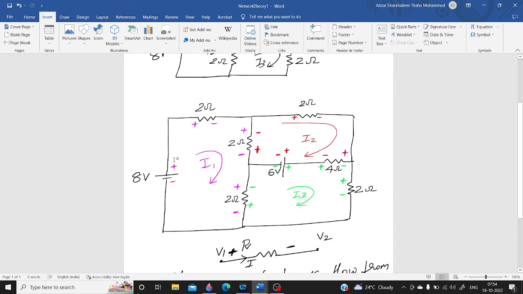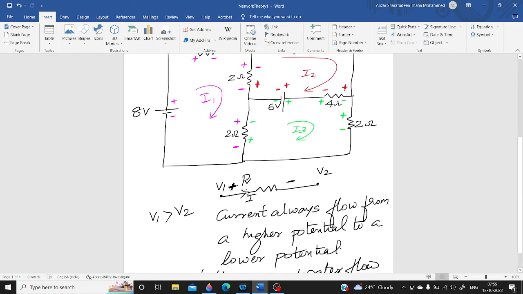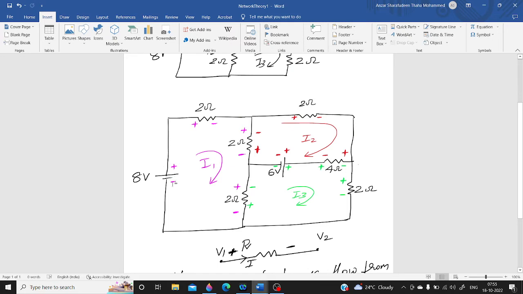The next step is to assign polarity for each element. The thing you have to remember is that along the direction of current in a resistor, there is always a decrease in potential, and current always flows from higher potential to lower potential, similar to water flow. So similarly here the potential is like this, minus, plus, minus and plus, and here there is a decrease in potential because current is flowing in this direction. So the decrease in potential is given by plus and minus like this, and the polarities are given.